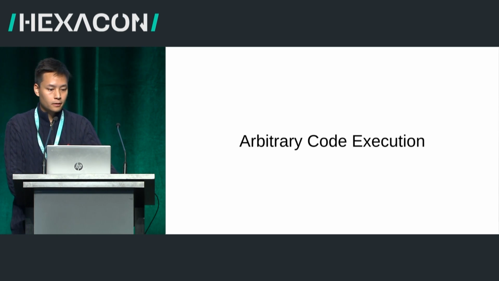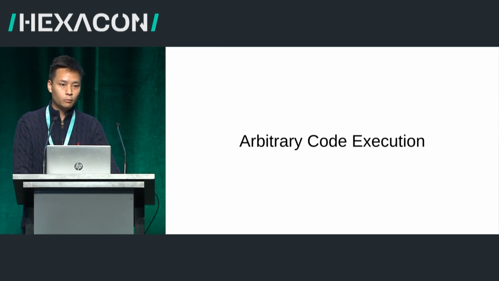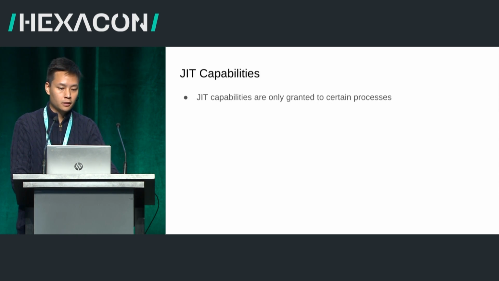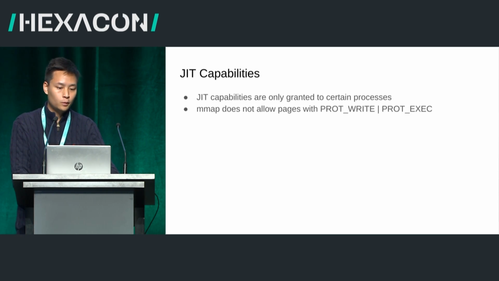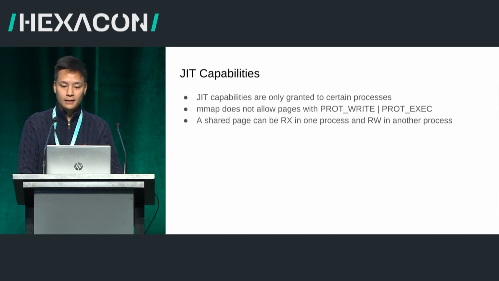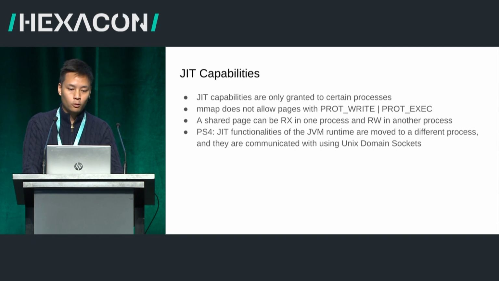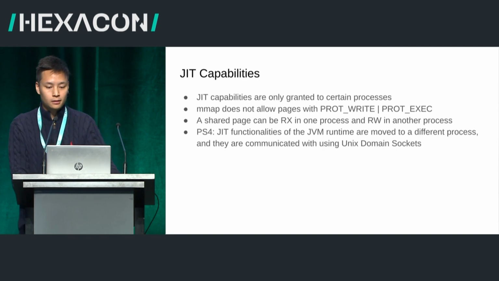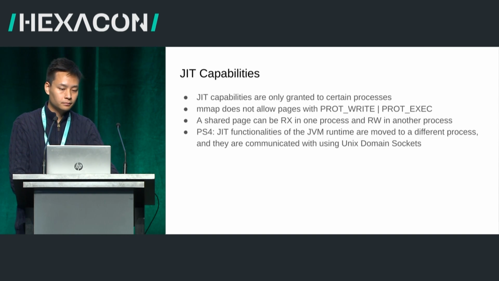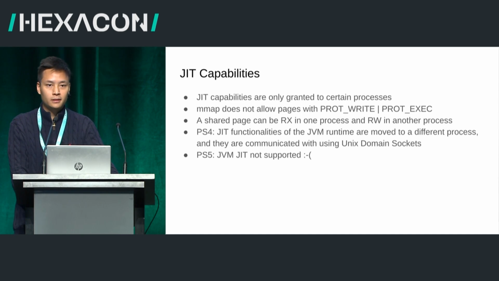With native code execution, we can call some native functions, but we cannot yet execute arbitrary code. We can't simply call mmap because JIT capabilities are only granted to certain processes. In particular, no process is allowed to call mmap with write executable permissions. Instead, one needs to set up a shared page, which is mapped as read executable in one process and read writable in another process. And that's what Sony did on the PS4. They moved JIT functionalities of the JVM runtime to a different process and communicate with it with Unix domain sockets. On the PS5, JVM JIT is unfortunately not supported.